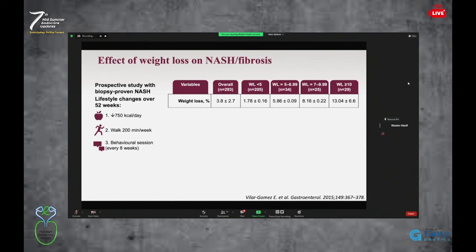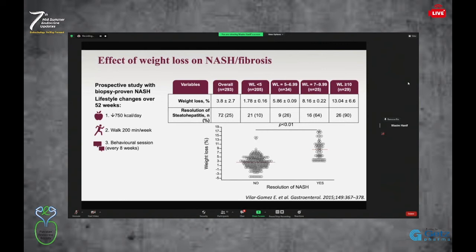So if you look at the effect of weight loss on NASH fibrosis, this is a prospective study with biopsy proven NASH, in which a lifestyle change was done over a period of 52 weeks. This was a hypocaloric diet of 750 kilocalories less, walking about 200 minutes per week, along with behavioral sessions every 8 weeks. And what it showed was that in the overall group, in 25% of the patients, there was a resolution of steatohepatitis, and this really depended upon the stage of liver fibrosis, again showing very good results even in the patients with high score, suggesting that weight loss by dietary intervention does improve NASH fibrosis.